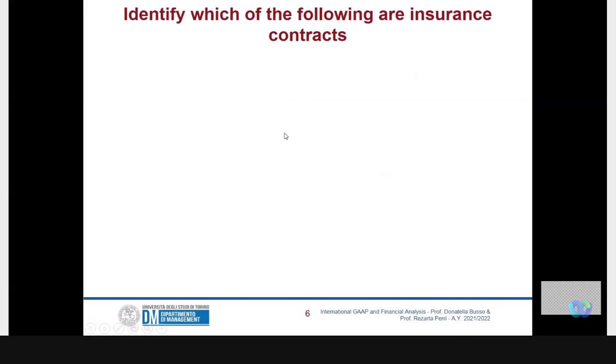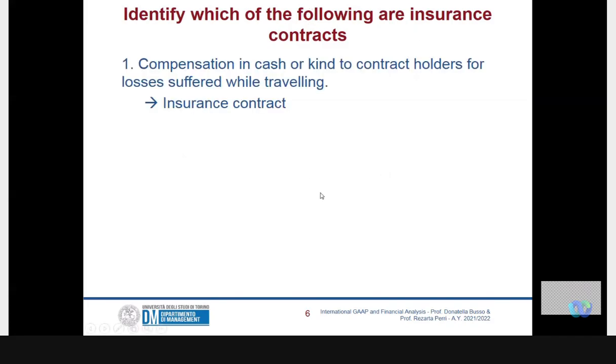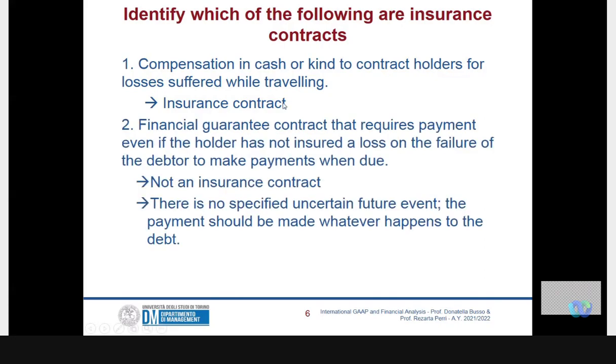Now, based on what we covered so far, we have to identify which of the following are insurance contracts. Compensation in cash or kind to contract holders for losses suffered while traveling. I'm already giving the answers there. That is an example of an insurance contract, obviously, because it is related to some uncertain future event. Remember that there are three elements that may or may not happen in the future, and they are related to the risk of the insurance contract.